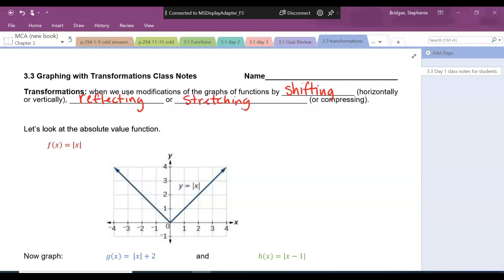So we're going to start with the absolute value function, and you have the original parent function graph there for you. What we're going to do is we're going to take a look at a couple of different graphs, different equations. We're going to plug some numbers in. We're going to graph them and see what effect that addition to the equation did to it. So if you'll notice, the f of x equals the absolute value of x. Again, that is our parent function. That's this one right here.